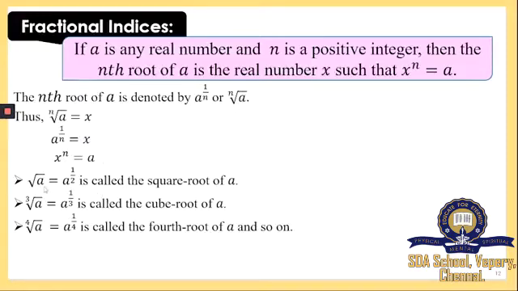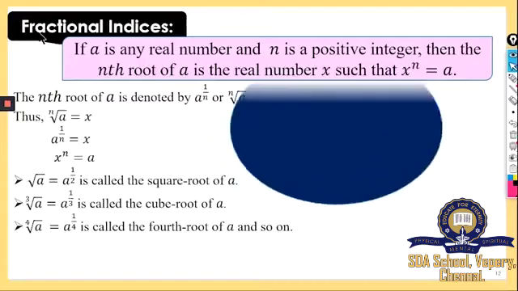So root a can be written as a power 1 by 2, which we call the square root of a. Then this is the cube root of a, and it can be written as a power 1 by 3. And this is the fourth root of a, which can be written as a power 1 by 4. Likewise it goes on up to the nth root of a. Now let us see an example based on this.